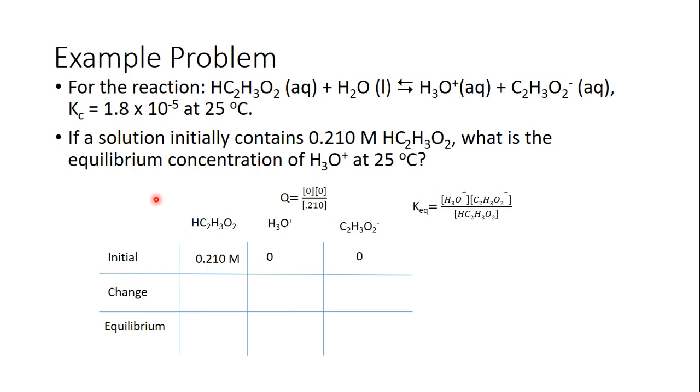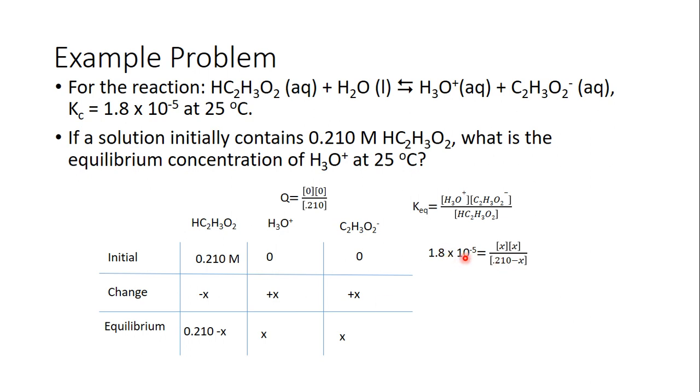So we know the signs of X. For a reactant, it's going to be negative X. And it's only going to be 1X because the coefficient here is 1. Plus X and plus X, again, the coefficients are 1. So at equilibrium, all we do is we add our columns, so 0.210 minus X, then X and X. Now we can plug our equilibrium terms into KC.